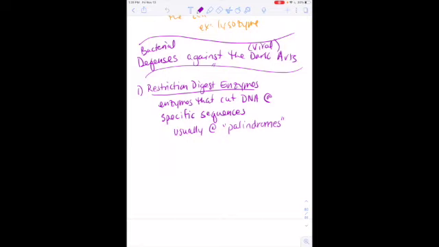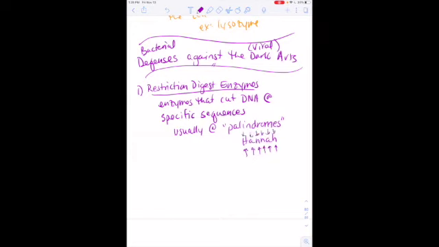A palindrome is, in literature, in English, in Western languages, I should say, not just English, there are other languages that have palindromes, but it's a word that is spelled the same backwards and forwards. For example, the name Hannah is spelled H-A-N-N-A-H, whether you read it backwards or forwards, right?